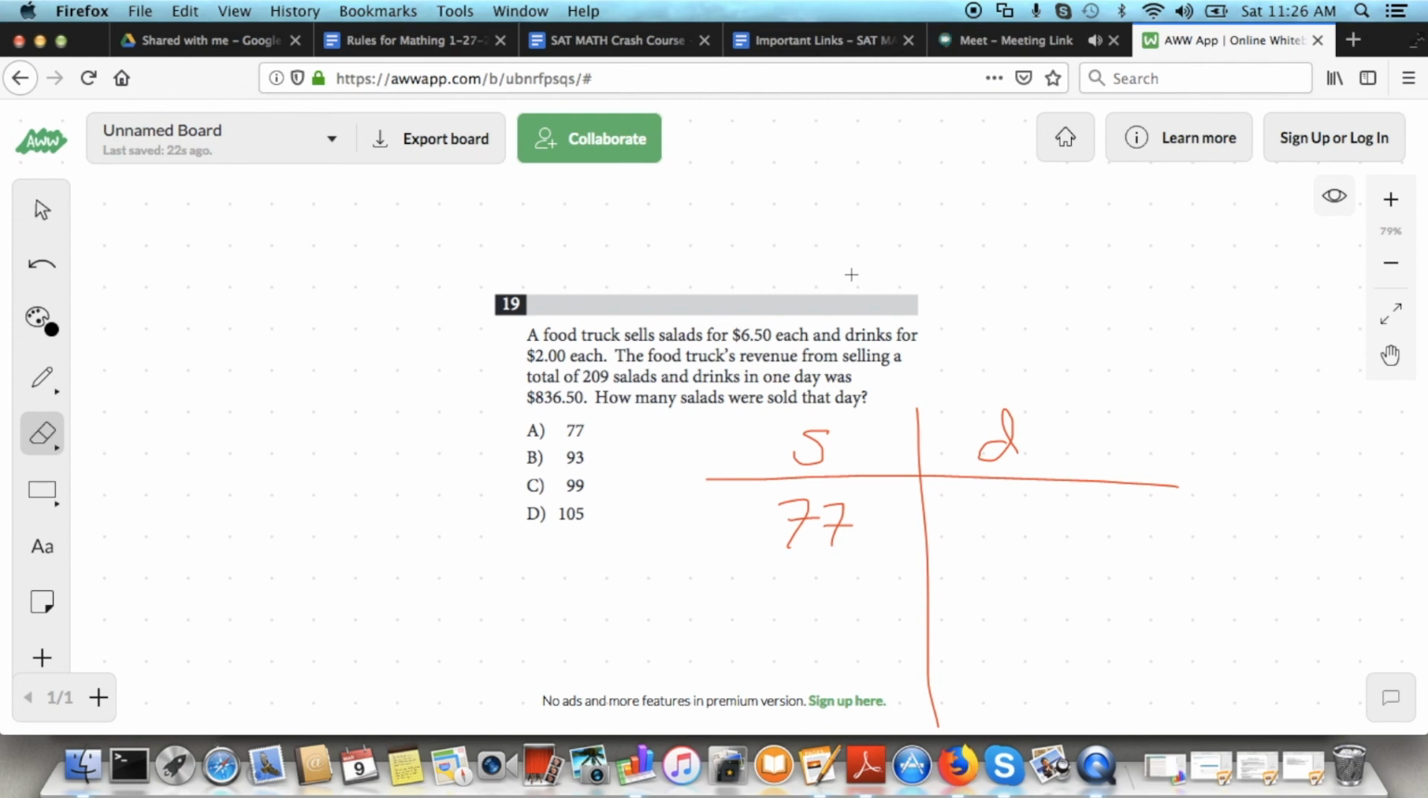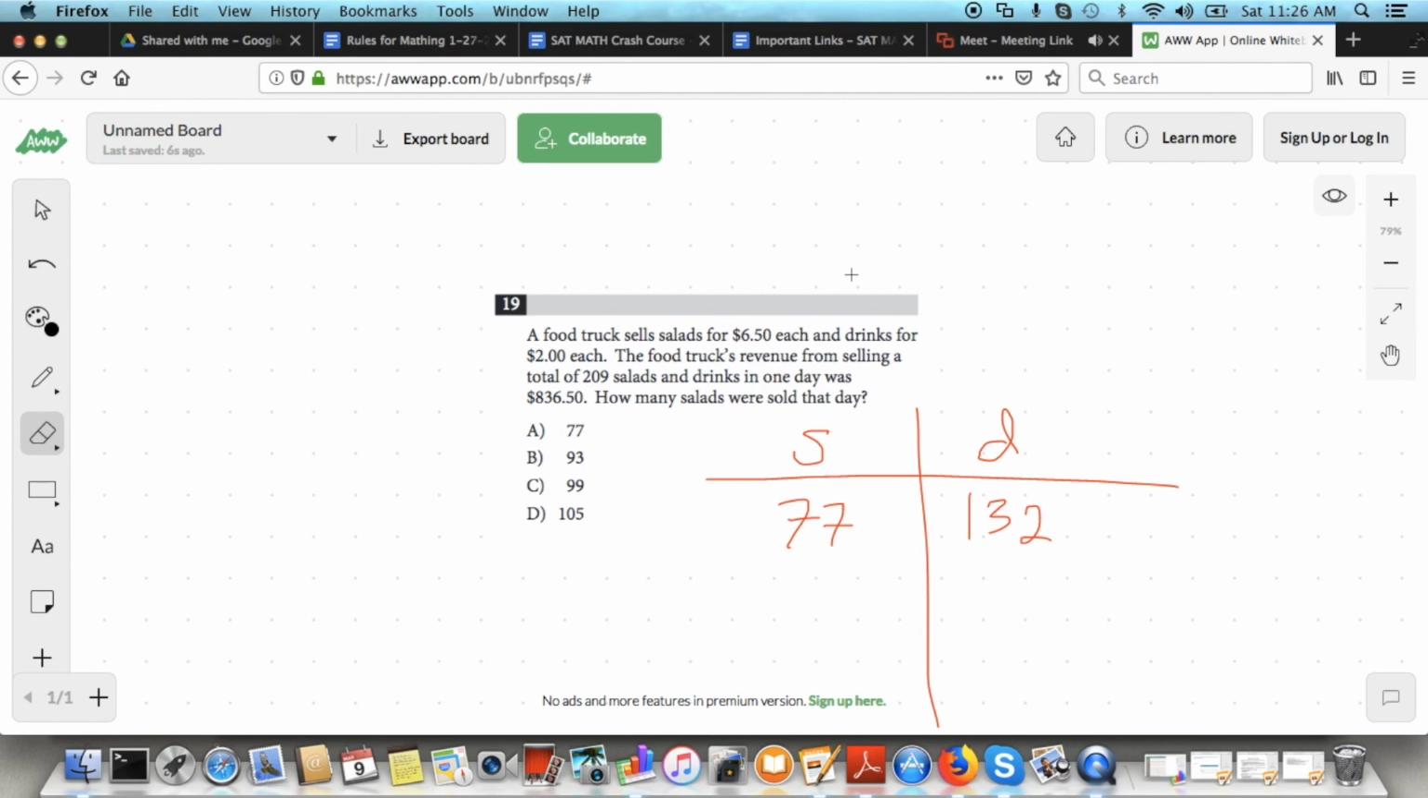Does anybody know what it is? It's 209 minus 77, which is 132. Is that right? 132? Yeah. Okay, good. So if 77 salads were sold, 132 drinks were sold that day. Does that make sense why?